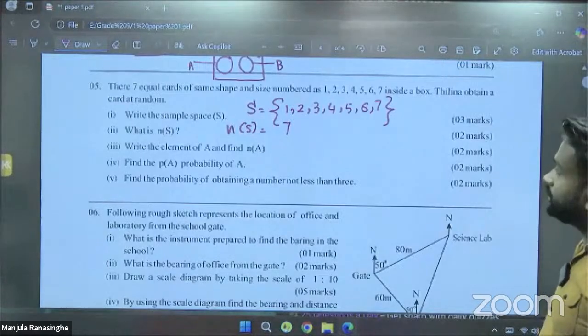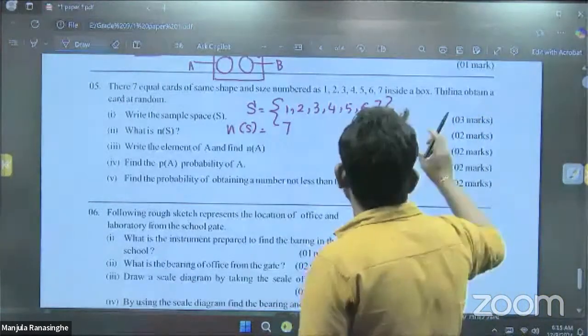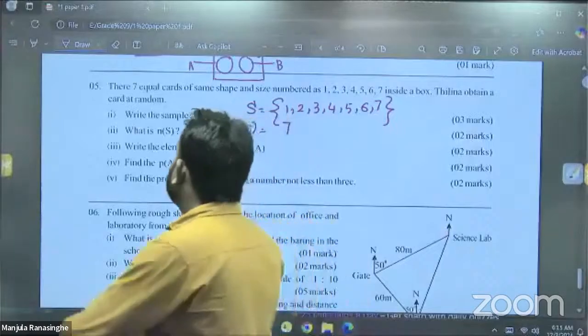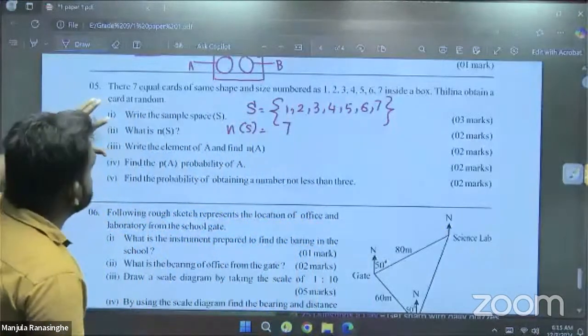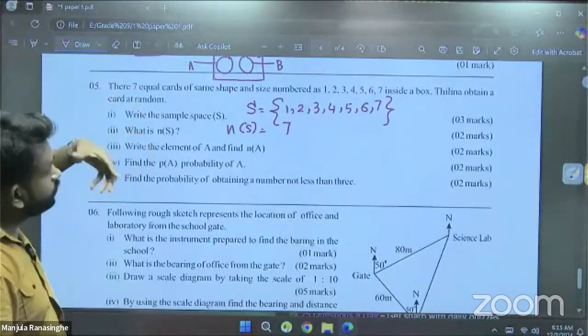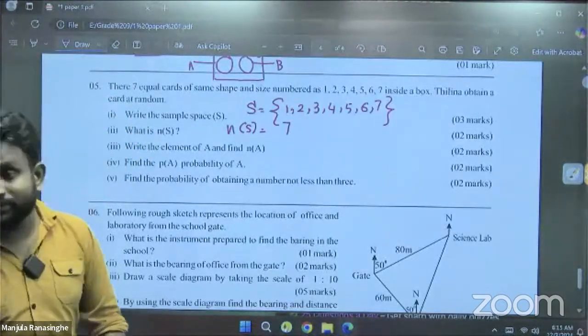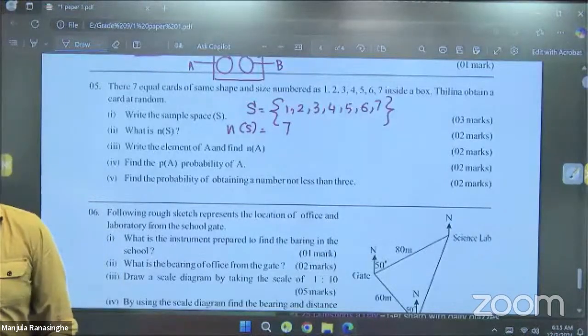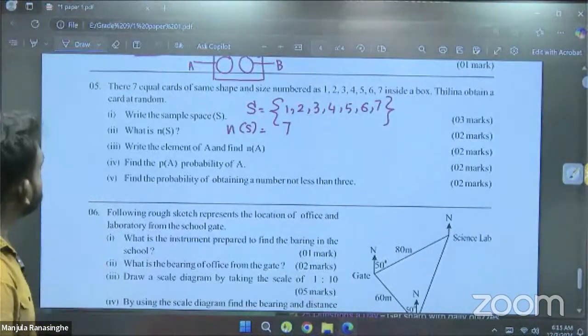I think it is missing in the question to mention what the event is. It does not mention whether it is taking an even number, an odd number, or a prime number. That event is missing. So that is a mistake in the question.